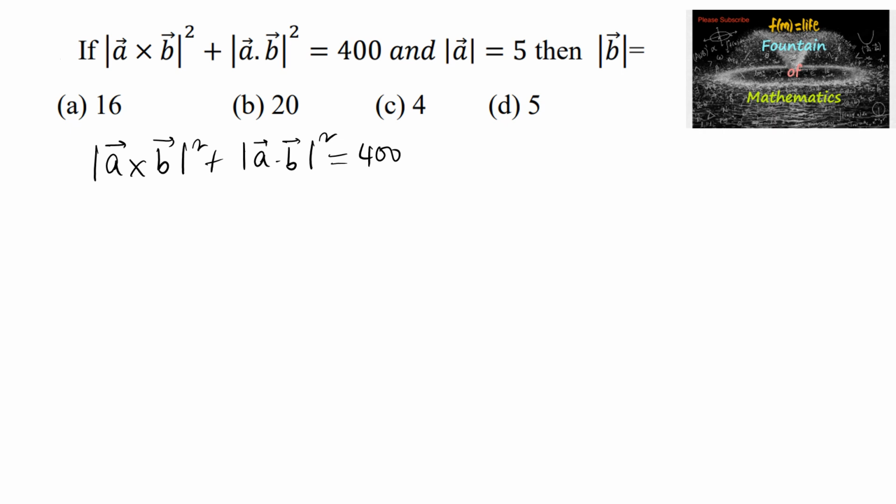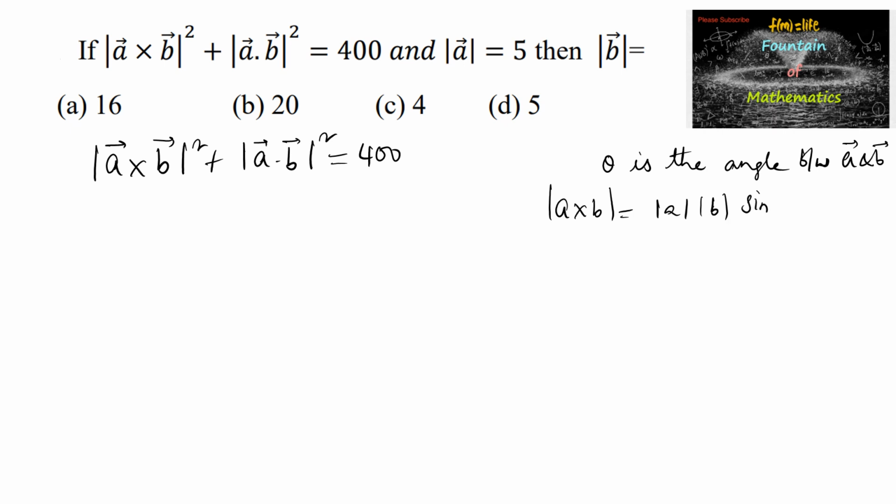And we know that for two vectors, let us consider theta to be the angle between two vectors a and b. Then mod of a cross b is equal to mod a into mod b into sine theta, and a dot b we can write as mod a into mod b into cos theta. So let us apply here.